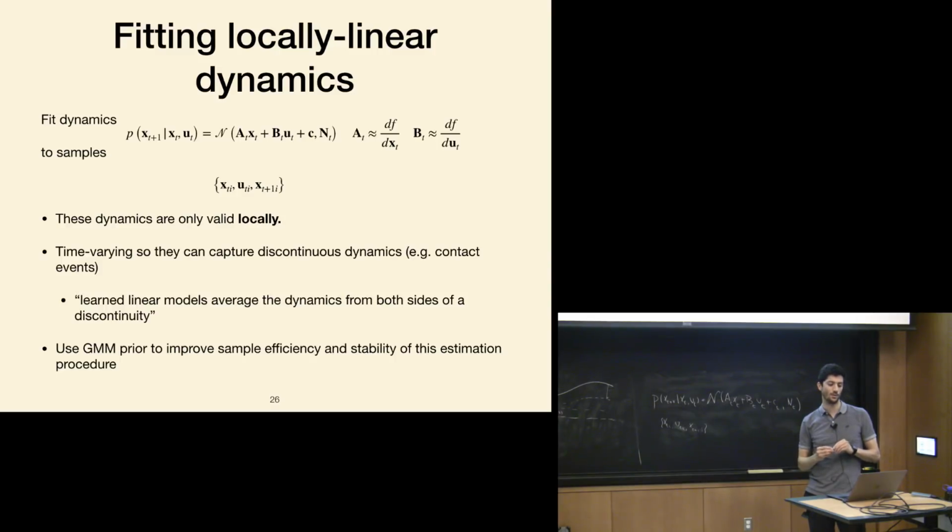So they have this little quote in the paper. They say that the learned linear models average the dynamics from both sides of a discontinuity. I think this is a subtle point. I'm still working through why this is true or why it's a good idea. But the point is, if you have time-varying dynamics, you can capture discontinuities to some extent.